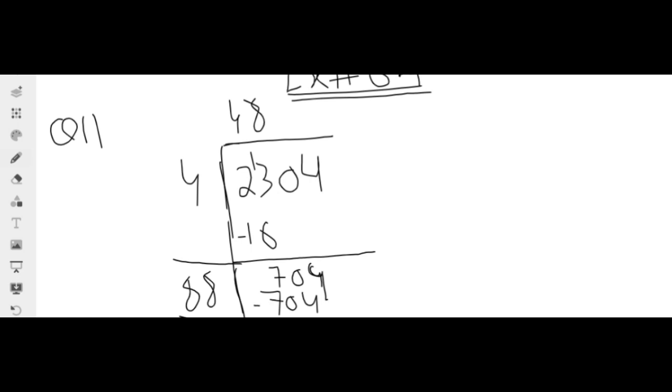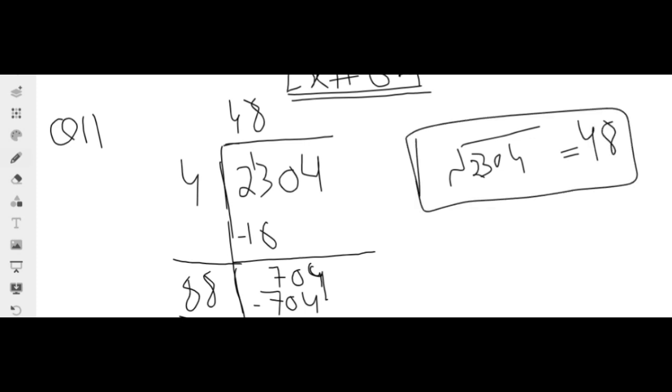So the perfect square root of 2304 is 48. Simple. Understood? This is how you have to solve this division. Okay?